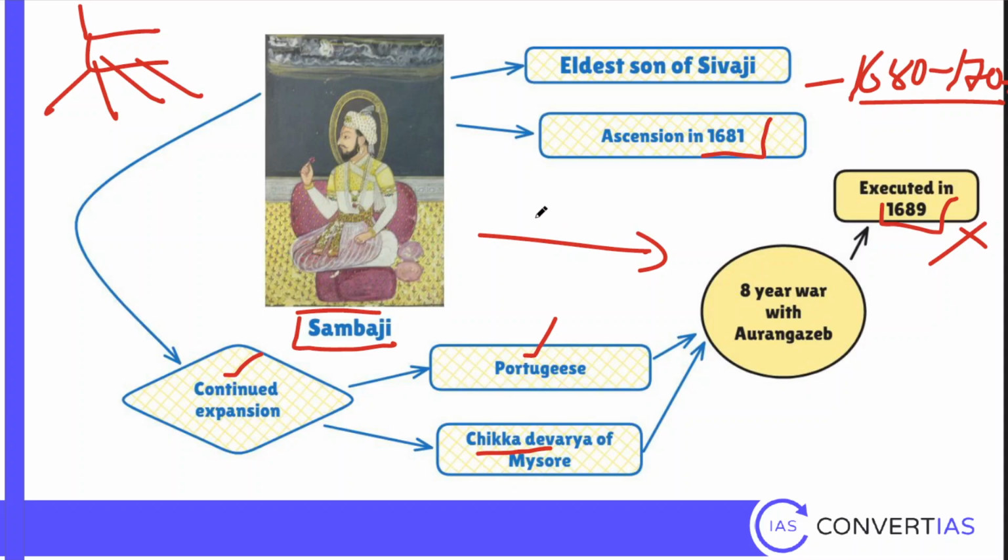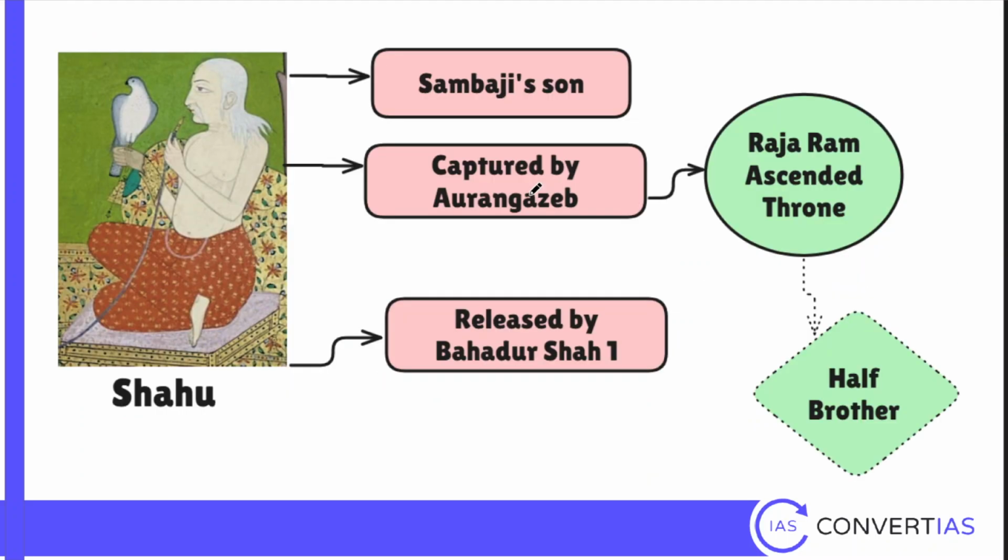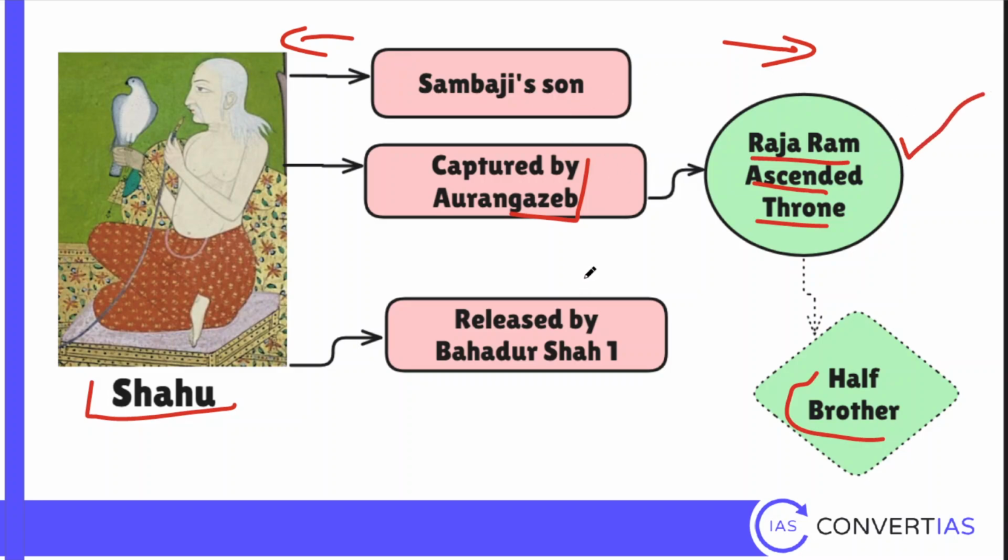Now what happens? Sambhaji is executed. So Sambhaji has a son. His name is Sahu, Shahu. So Shahu gets captured and he is kept in the fort of the Mughals. So before getting onto the throne, Shahu is a prisoner. And since Shahu is a prisoner, in Raigad, a person named Raja Ram will ascend to the throne. He is the half brother of Sambhaji. So Sambhaji's son is imprisoned, but Sambhaji's half brother is the emperor now.